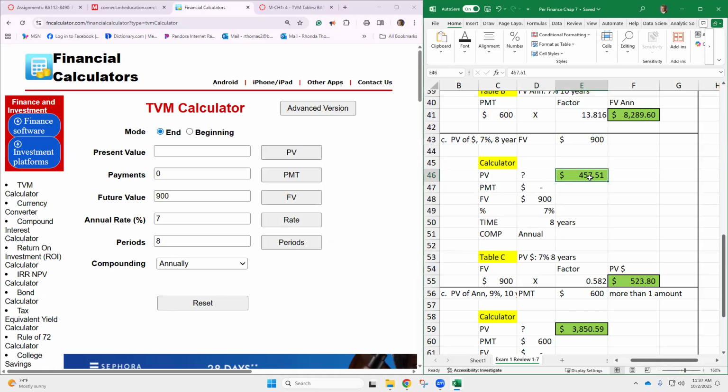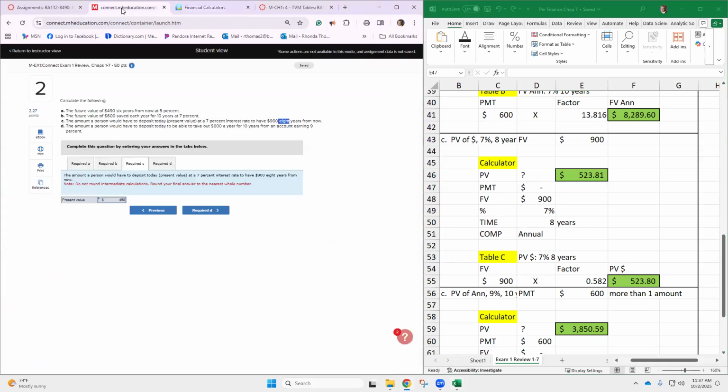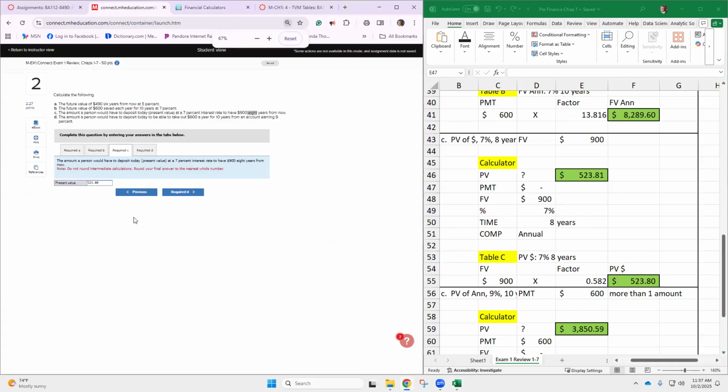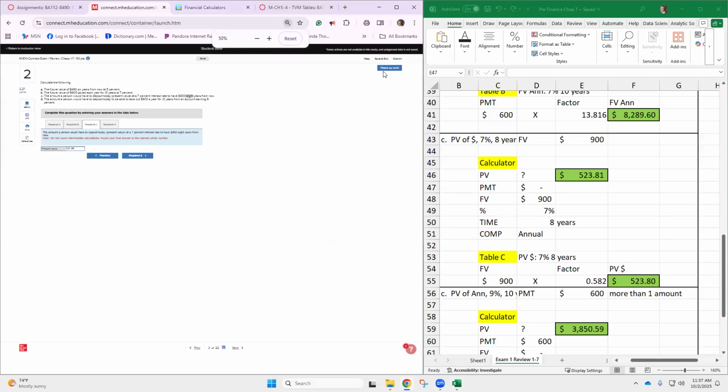All right, let me go see what the calculator is saying. Okay, go. $523.81. That's pretty close. It's off a penny. Okay, off a penny. So let's see if I got it right this time. 7% in 8 years. Okay, I'm putting in 523.80. Okay, let me check my work.